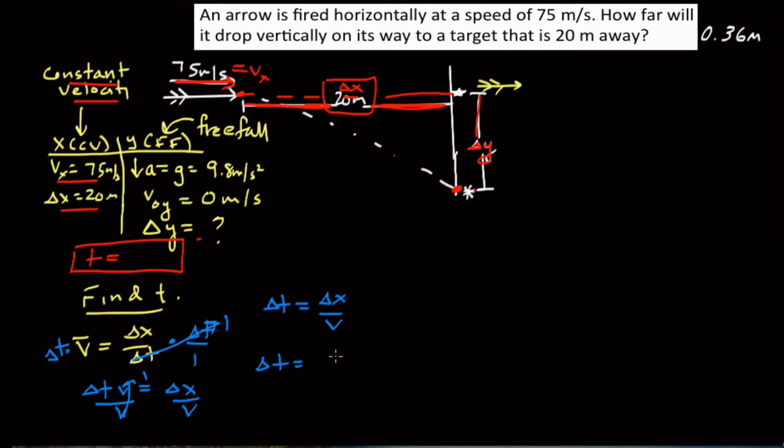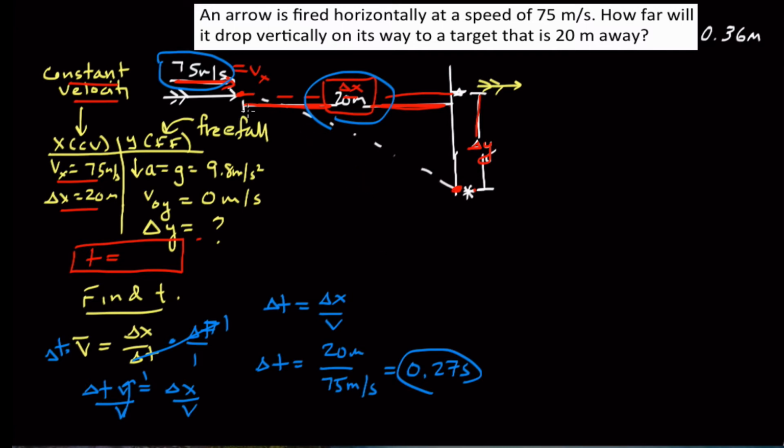I'm going to substitute. I was given delta x is 20 meters. I was given v is whatever, 75 meters per second. And when I solve for this, I get 0.27 seconds. What is this 0.27 seconds? It means that for an object traveling at a constant velocity of 75 meters per second, it will take 0.27 seconds for it to go 20 meters. That's all I figured out. So we figured that out months ago. We solved problems like this months ago.